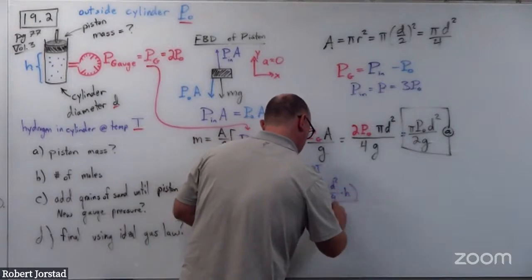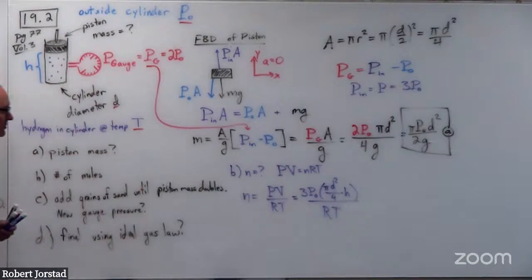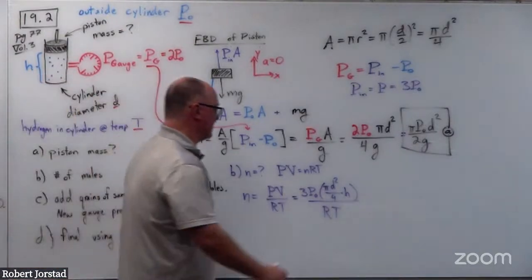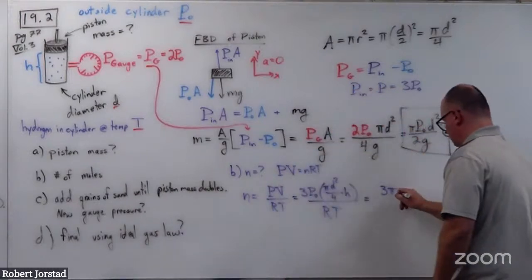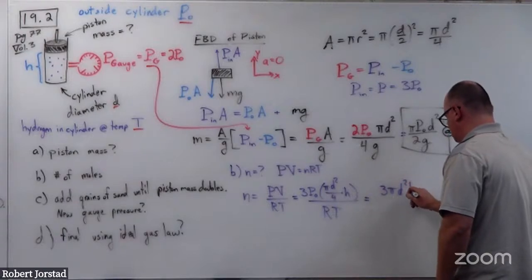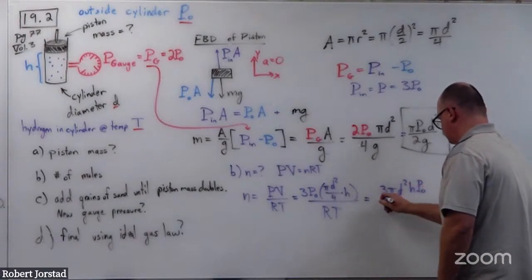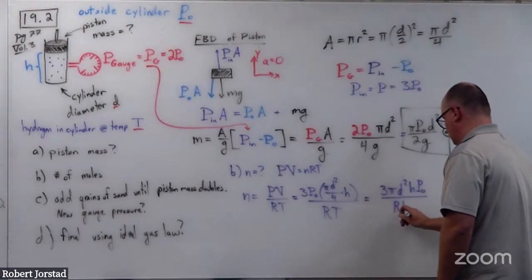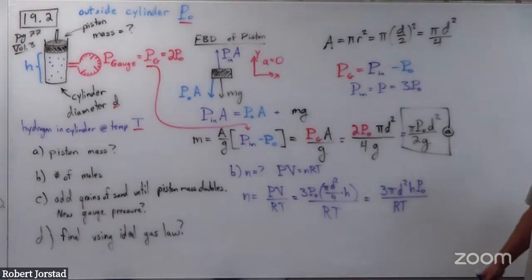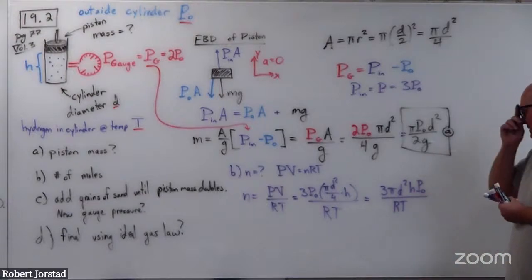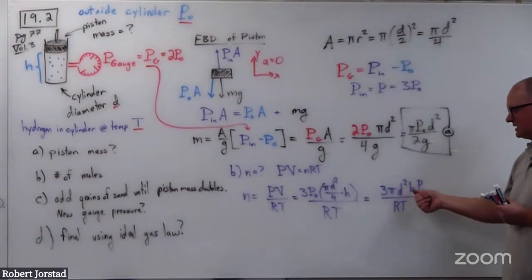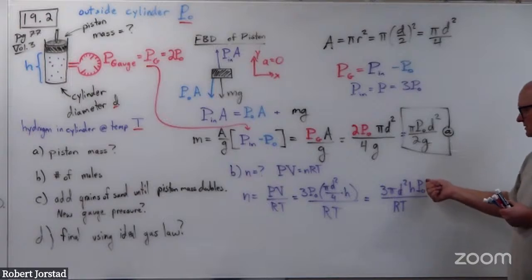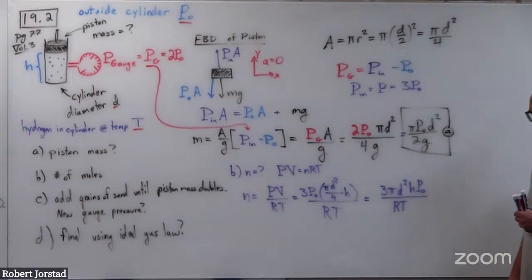T was a given in the problem. You can rearrange this and get the answer. If you actually had numbers to plug in, then you'd want to be very careful with the units. This R uses joules, so if you were plugging in units, we'd probably use meters, not centimeters or millimeters, and we'd use pascals. 1.013 times 10 to the fifth pascals.